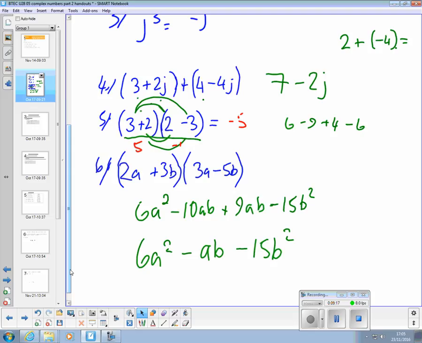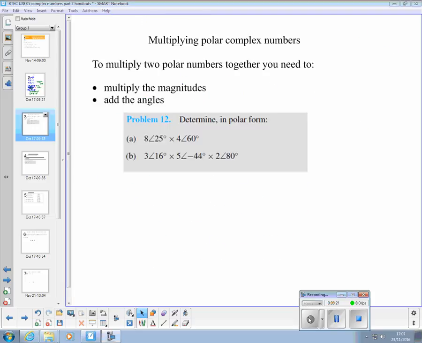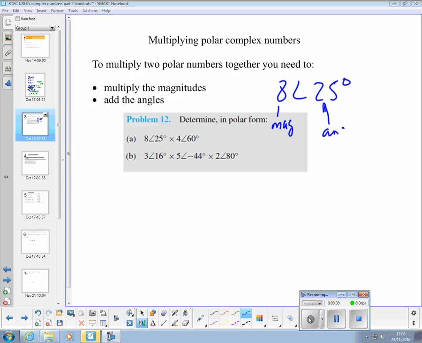When we do the last bit on the multiplication of polar form complex numbers. So polar form is like this: 8 angle 25 degrees, where this is the magnitude and this is the angle. So a polar form complex number. That angle could also be expressed in radians in some cases.